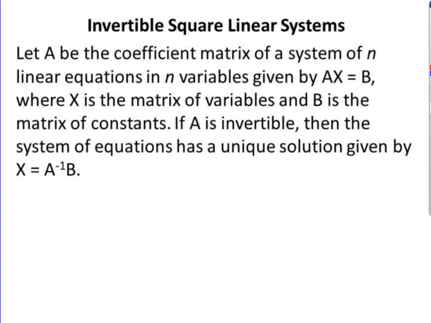If we let A be our coefficient matrix of a system of n linear equations and n variables, so it does need to be a square, and we have the equation AX is equal to B, where X is the matrix of variables and B is the matrix of constants, then the inverse of A times B will give you the values of our variables.